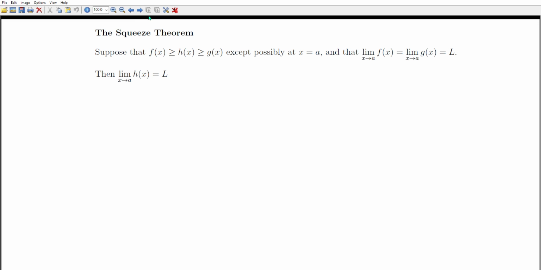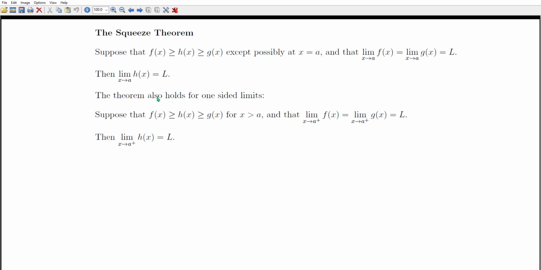Here's a more precise statement of the squeeze theorem. Suppose that f of x is bigger than or equal to h of x is bigger than or equal to g of x, except possibly at x equals a, and the limit of f of x as x goes to a equals the limit as x goes to a of g of x equals L. Then the limit of h of x as x goes to a, the trapped function, is also L.